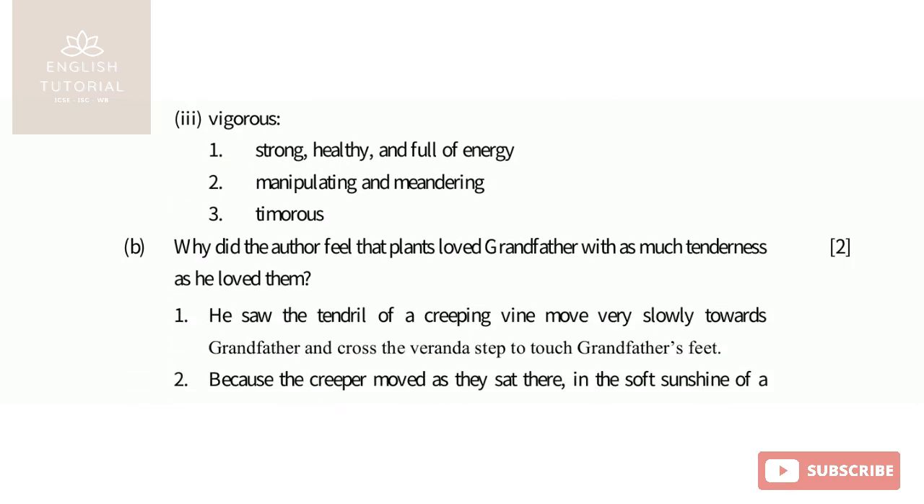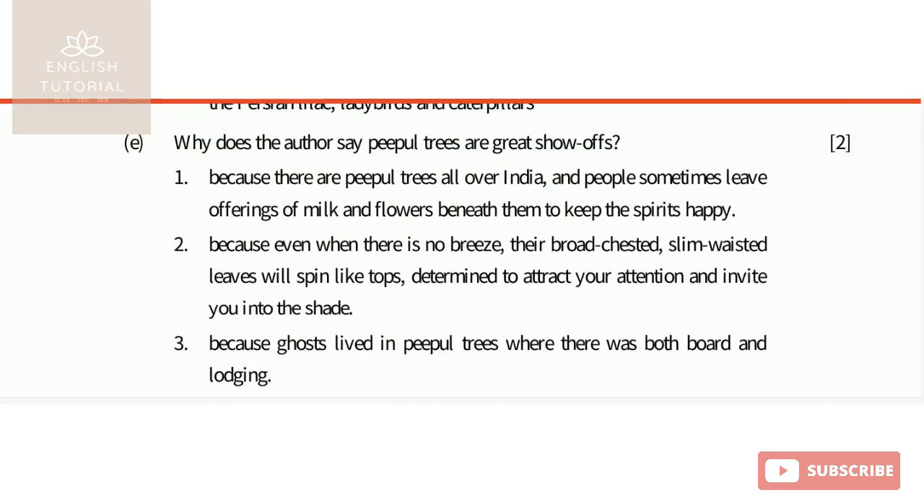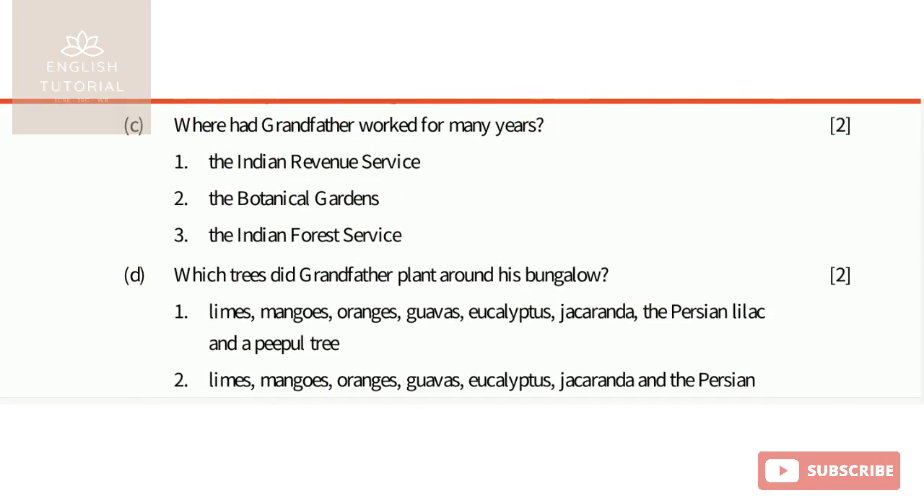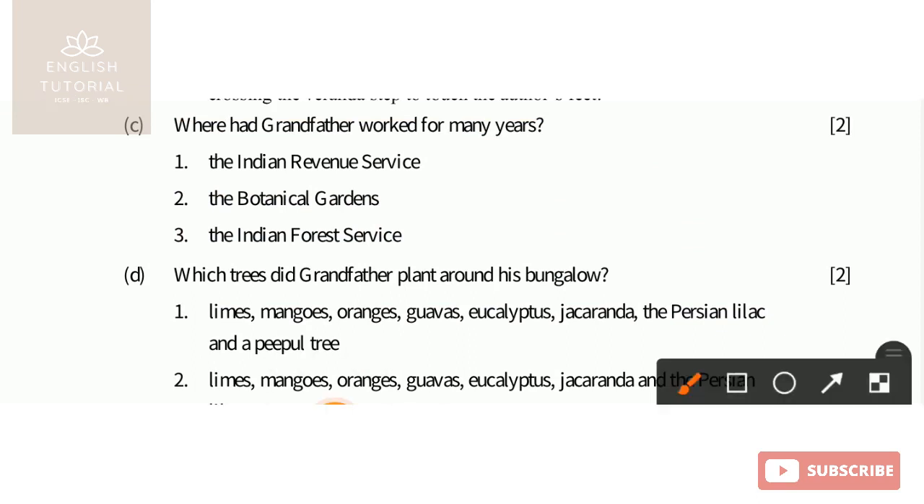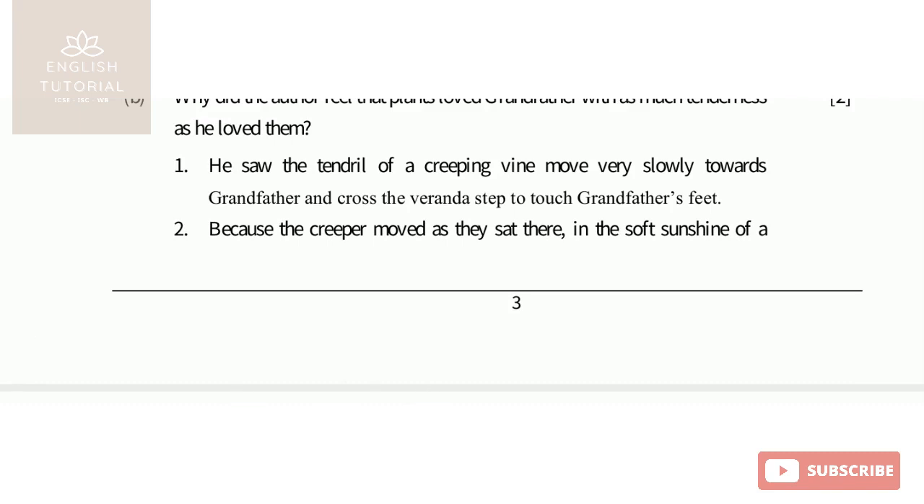Okay, so next, from B to G, these are short-answer questions, but only the options are given, so they are multiple choice questions. From the options, you need to choose the best answer, and each question carries 2 marks from B to G. So come here to see the correct answer.